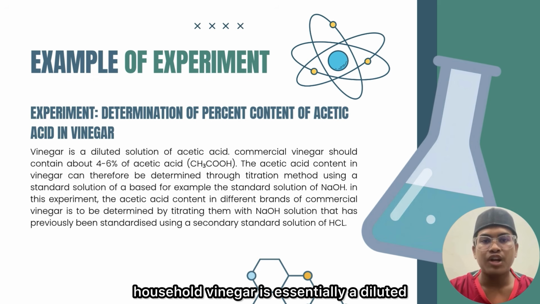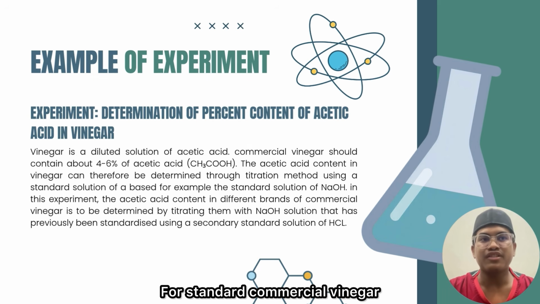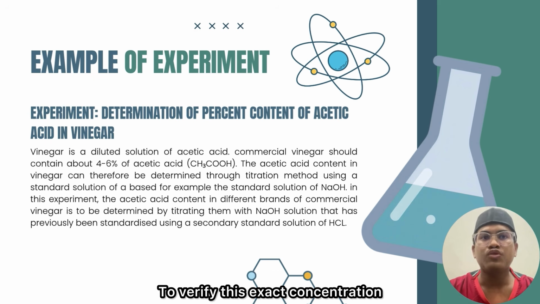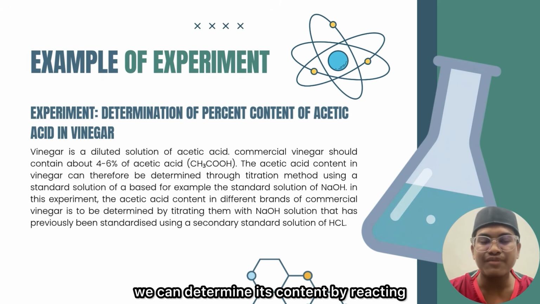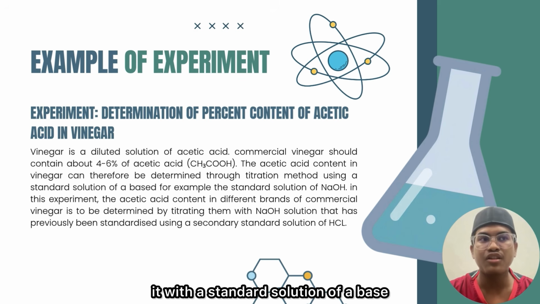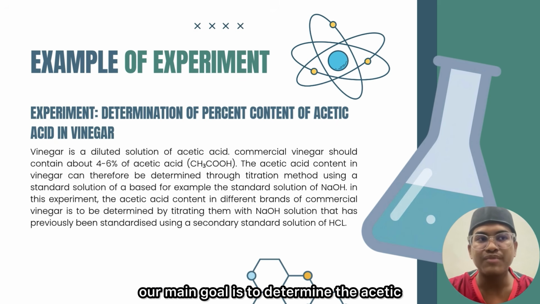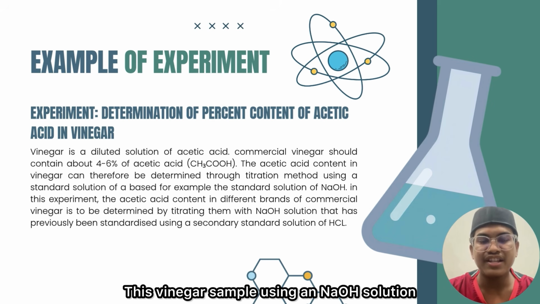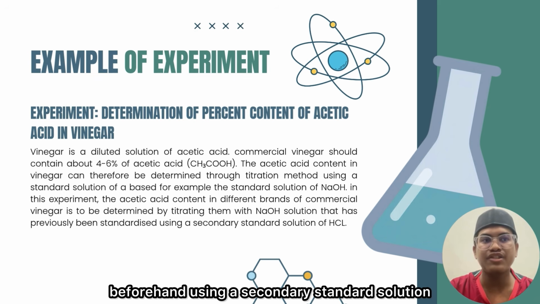To give you some background, household vinegar is essentially a diluted solution of acetic acid, CH3COOH. For standard commercial vinegar, it typically needs to contain an acetic acid concentration of about 4% to 6%. To verify this exact concentration, we use the titration method. Because acetic acid is an acid, we can determine its content by reacting it with a standard solution of a base, in this case, sodium hydroxide. For our experiment, our main goal is to determine the acetic acid content of commercial vinegar. To ensure our results are highly accurate, we titrate this vinegar sample using an NaOH solution that has already been precisely standardized beforehand using a secondary standard solution of hydrochloric acid.